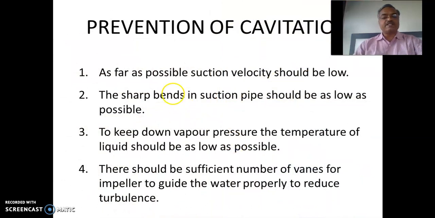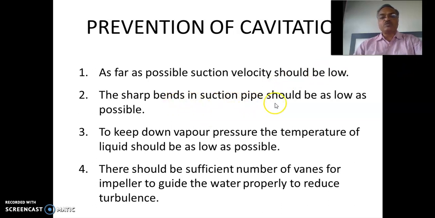So how to prevent cavitation? As far as possible, suction velocity should be low, because suction velocity adds to the total negative pressure below atmospheric. So you should minimize the total of HS, HFS and V1 square by 2g. So V1 means suction velocity here. So as far as possible, suction velocity should be kept low.